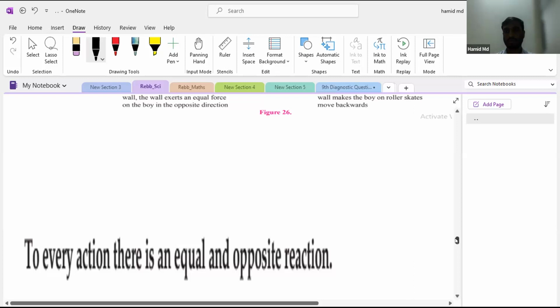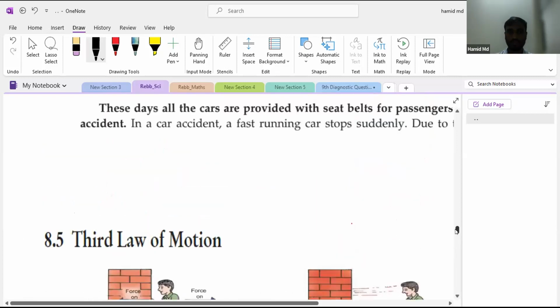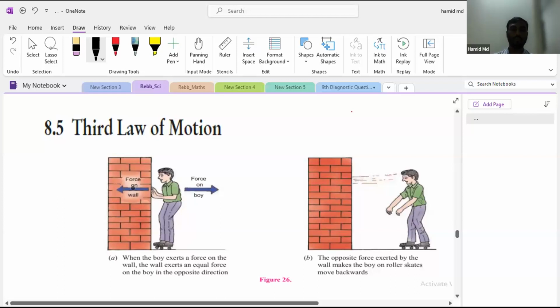So done. See these figures. If we pull the ball, the ball will put a force over here. If we hit our head on the wall, the wall will hit you back, right? Have you got the concept? When one body exerts force on another, the other exerts equal force on it in the opposite direction. The same is for this figure.